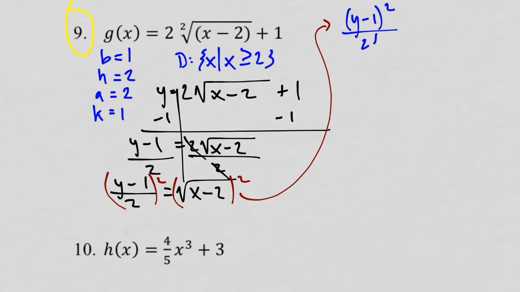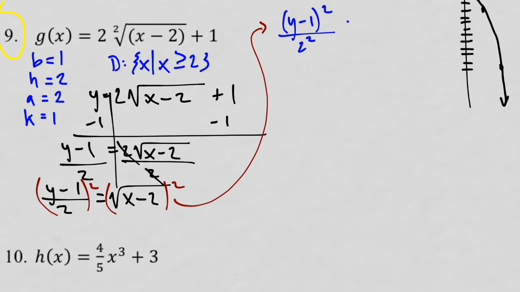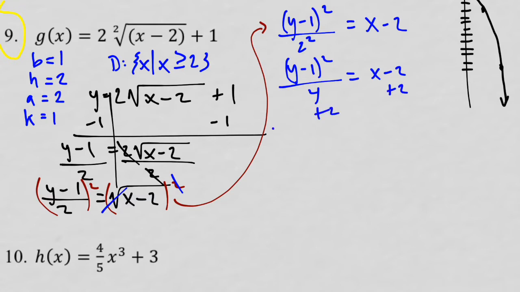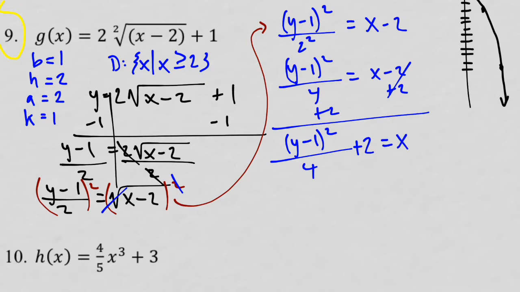2 squared. Not to the fourth. 2 squared equals x minus 2, because the square and the square root canceled each other out. It's y minus 1 squared over 4, because 2 squared is 4, equals x minus 2. I'm going to add 2 to both sides. So y minus 1 squared over 4 plus 2, that's the 2 that I just added, equals x. There you go, that's your inverse.